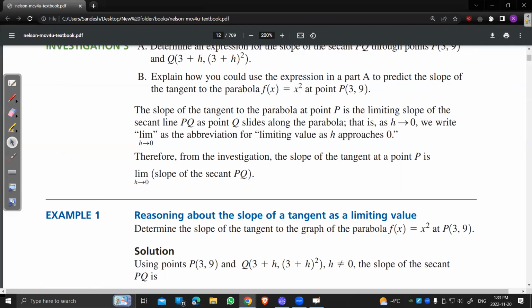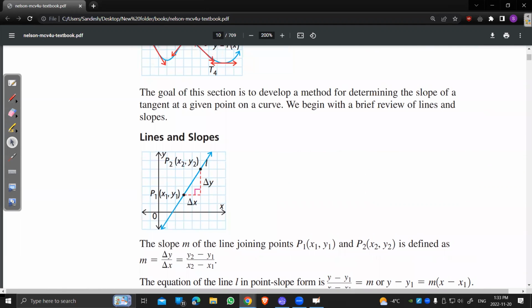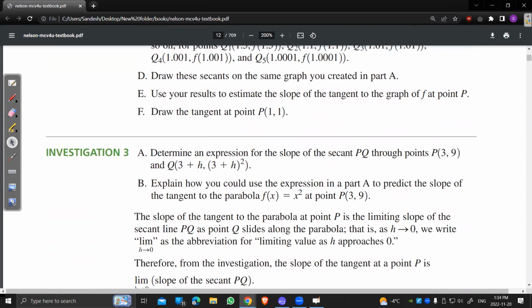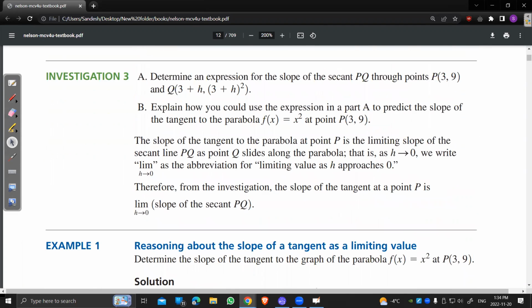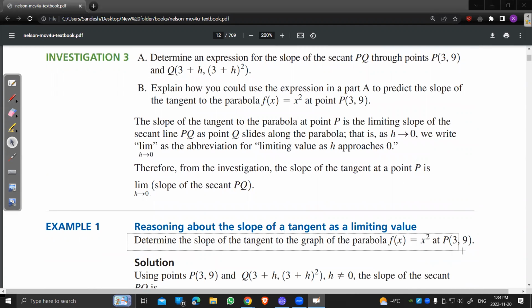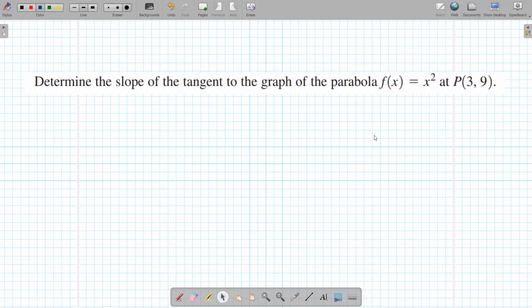Let's see what they give us. They do have a formula for this. Maybe it's not here. So I'll really quickly see how they do it. Okay. So this is the question. Determine the slope of the tangent to the graph at this point. Okay. So what do they want?